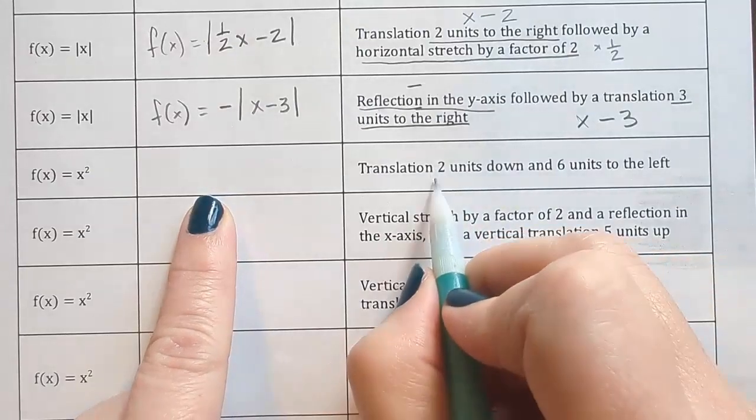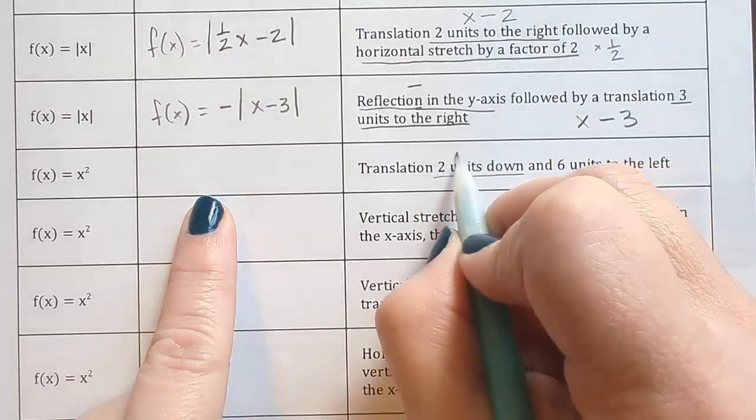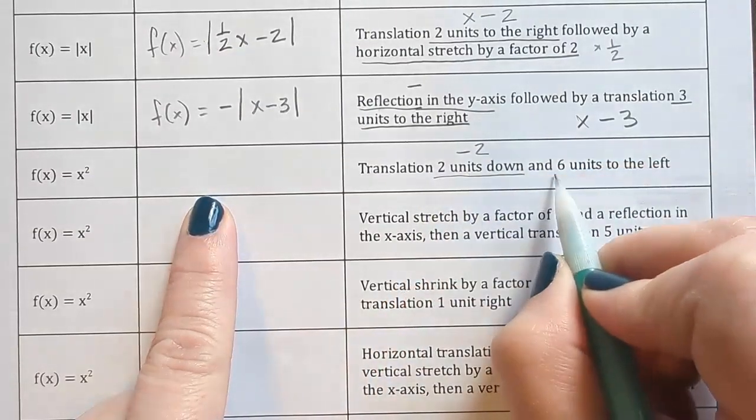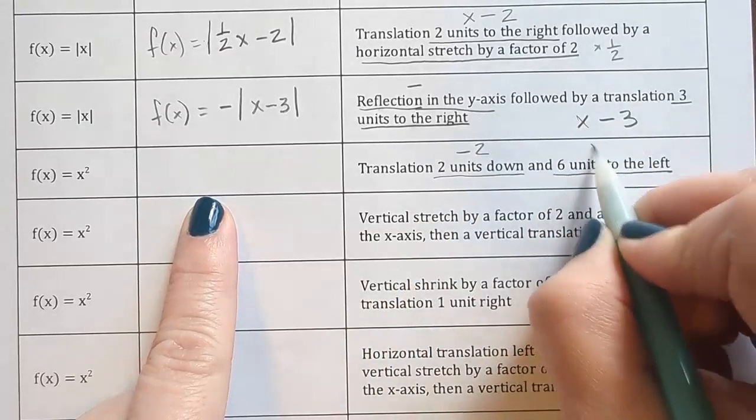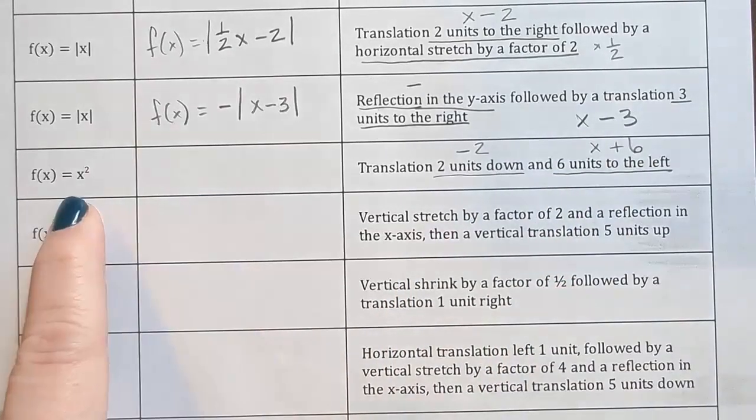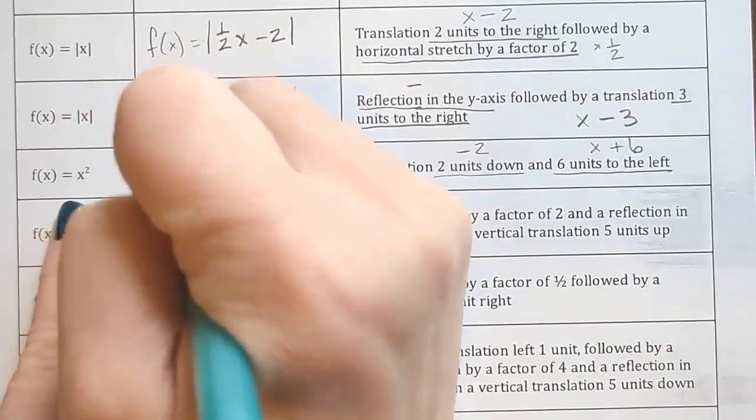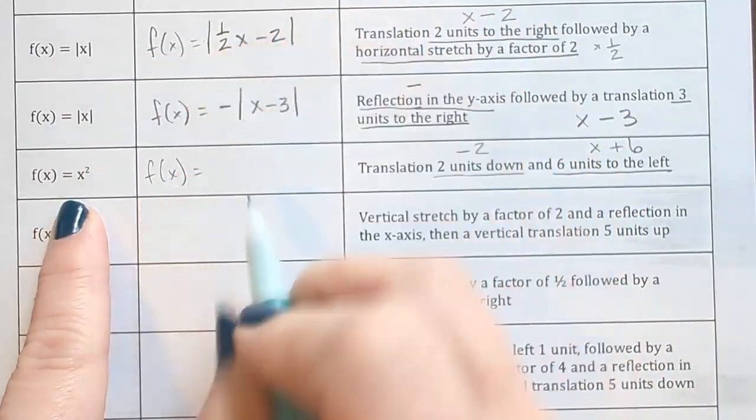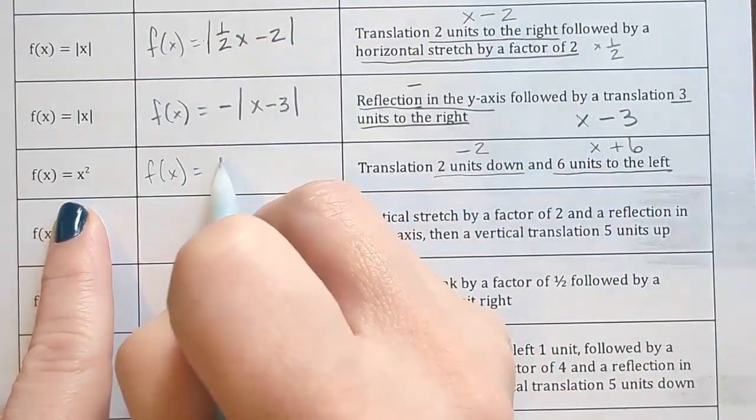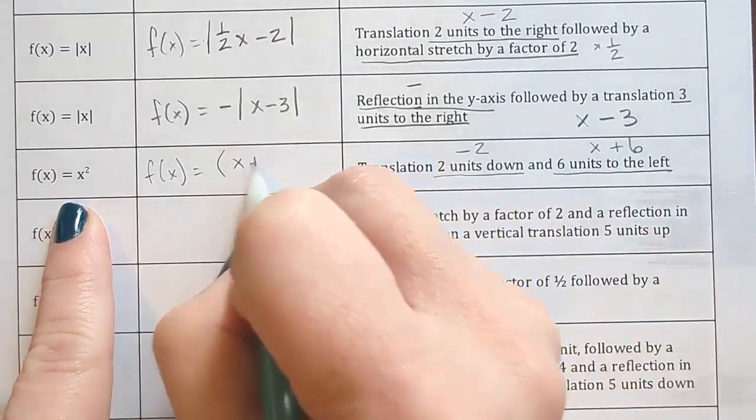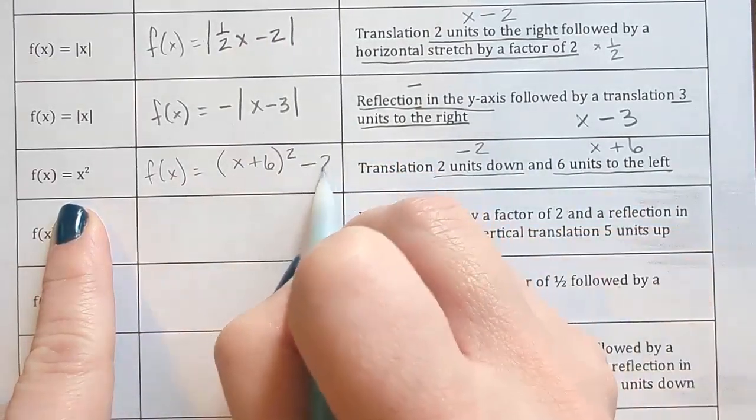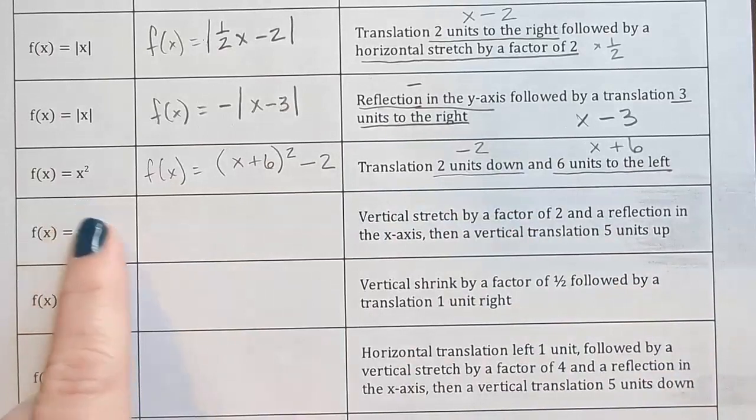Next, we're going to have a 2 units down translation, so that's going to be minus 2, and then we're going to go 6 units to the left, so that's going to be x plus 6. Here, we're going to say f of x equals, and then we're going to put in the parentheses x plus 6 squared, and then we're going to translate 2 units down, so we'll say minus 2.